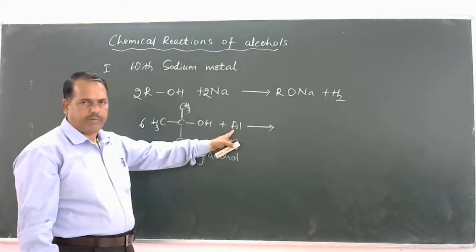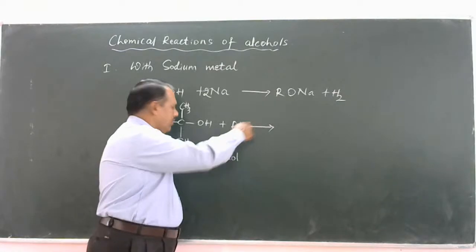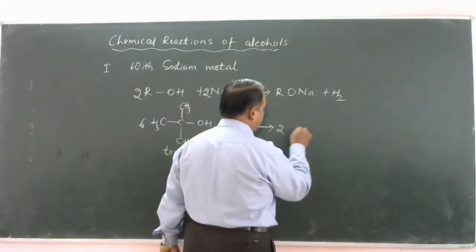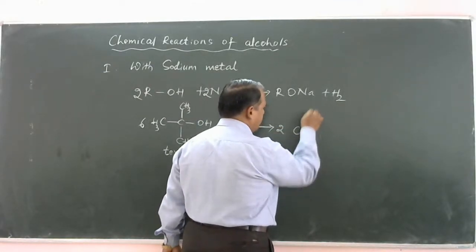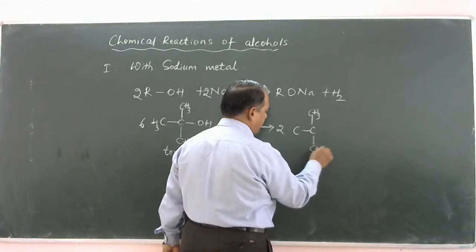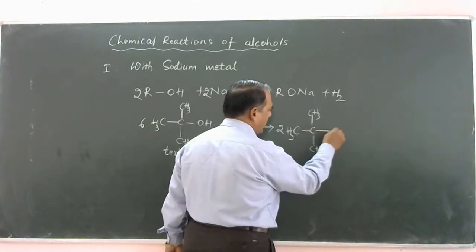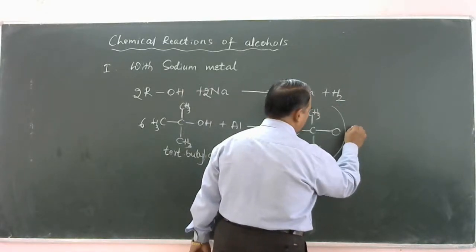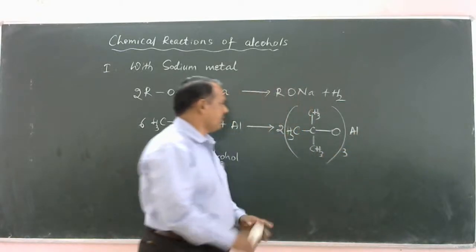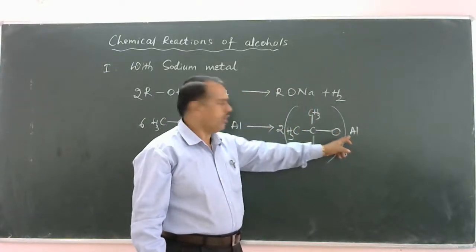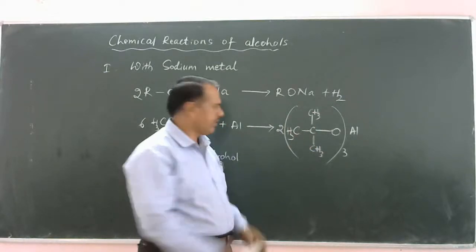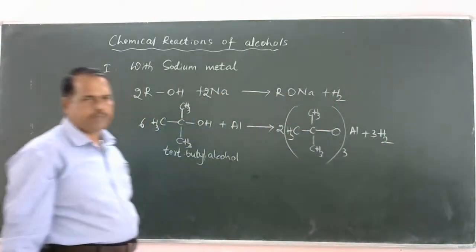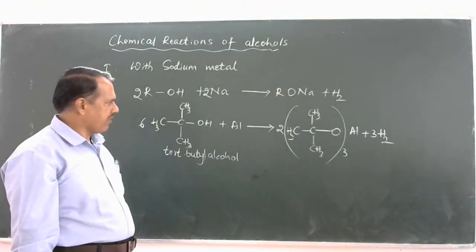See, when it reacts with active metal aluminium, we will get tertiary aluminium butoxide. Say 2 times CH3, again CH3, this is CH3 and O, which is nothing but, see, here aluminium thrice. This is nothing but tertiary aluminium butoxide, and again 3 molecules of hydrogen gas are liberated.